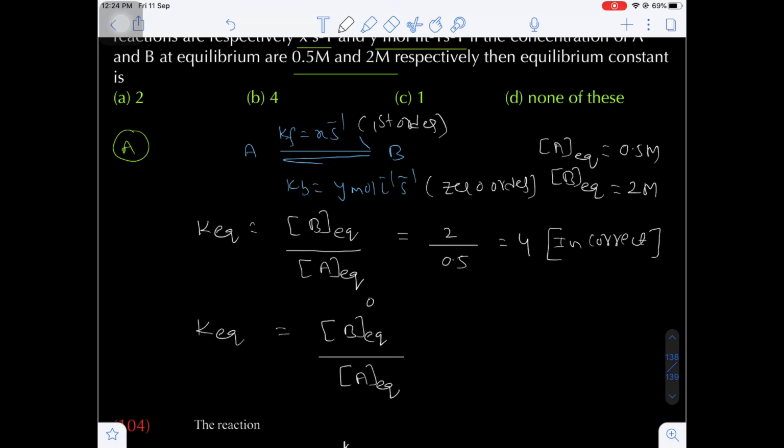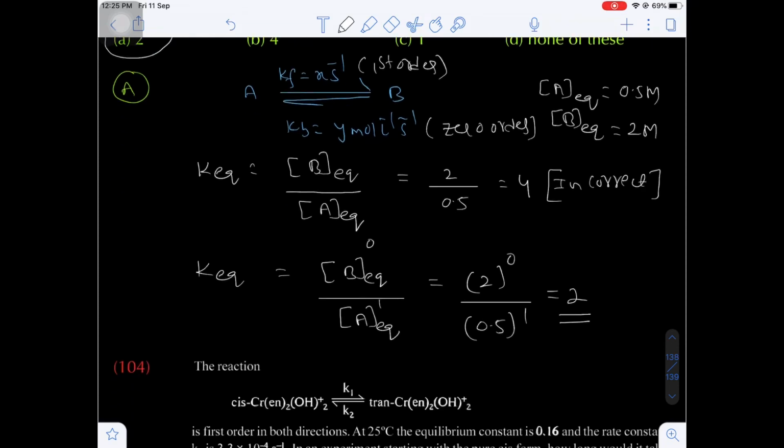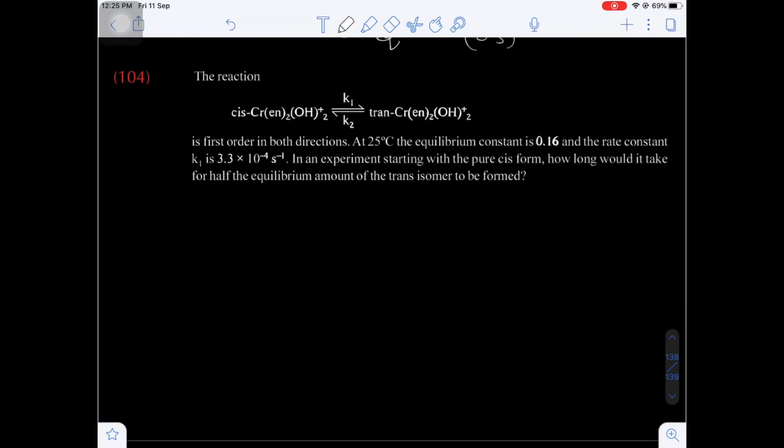What will be the power of the concentration of reactant A? That will be 1 because the forward reaction is a first order kinetics. Are you getting it? Now you can write the concentration of B at equilibrium will be 2 to the power 0 divided by concentration of A at equilibrium 0.5 to the power 1. Are you getting my point? So final answer will be how much? 2. Are you getting my point? That means the equilibrium constant value is first option, 2.